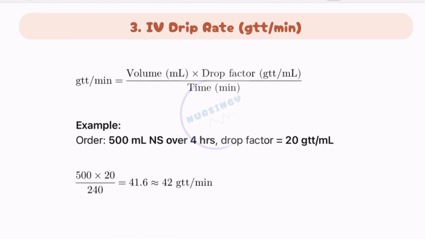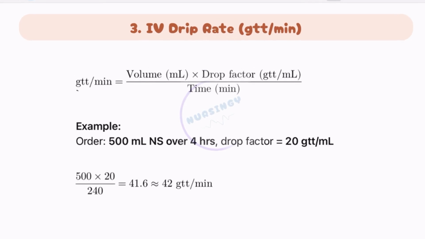IV drip rate, where we need to find the drip rate. So GTT per minute is the drip rate. We need volume in ml, then we need the drop factor. The drop factor is the factor that determines how many drops are passing through the tube in 1 minute. And in this formula we need time in minutes. Okay, let's do an example.